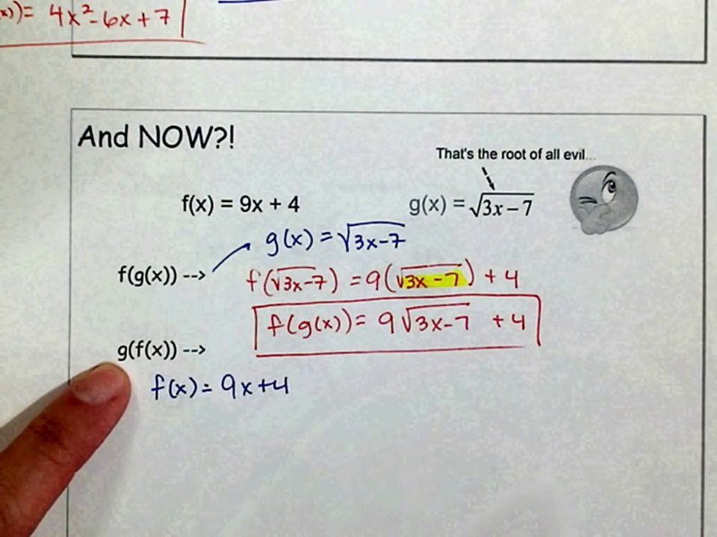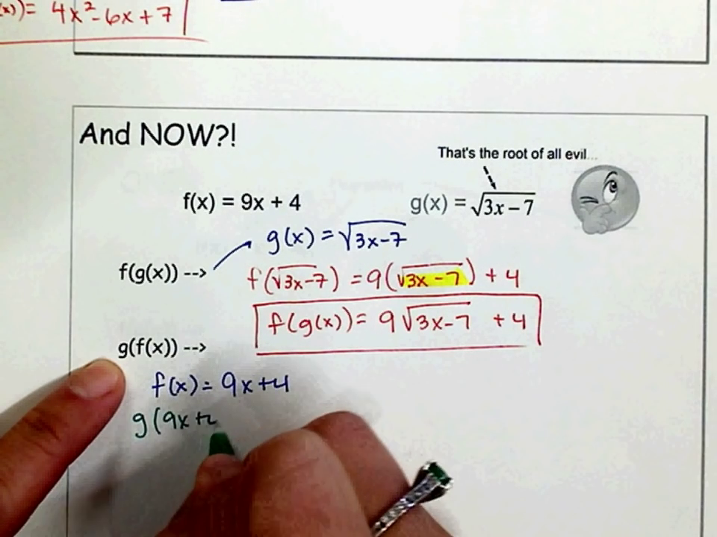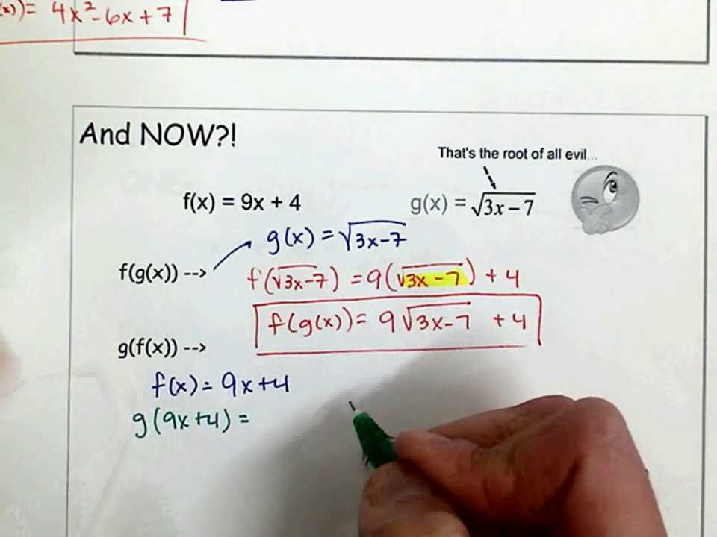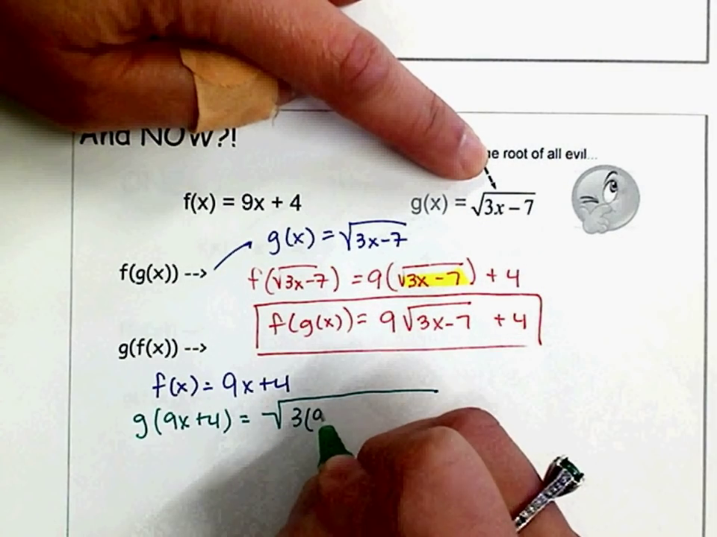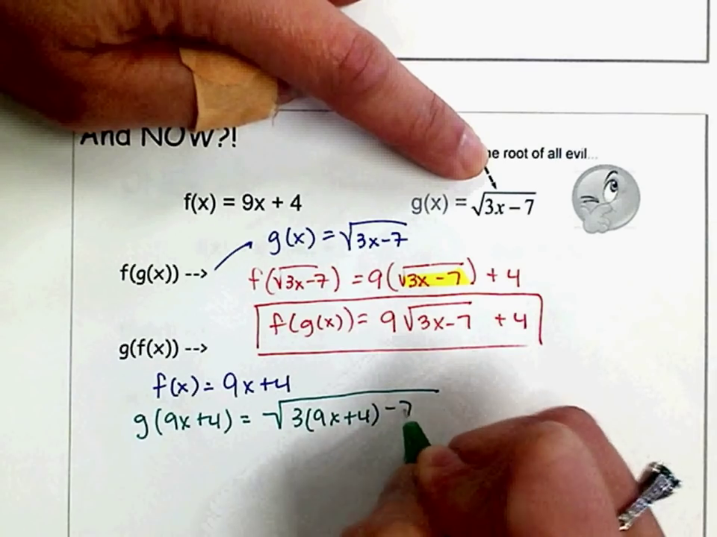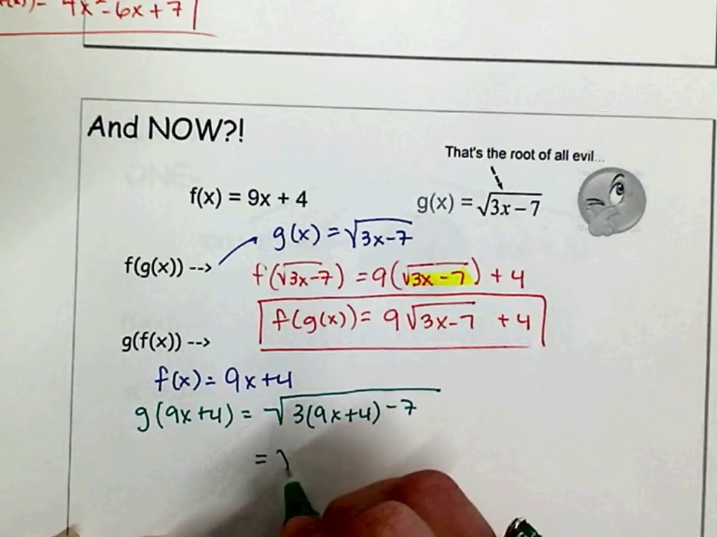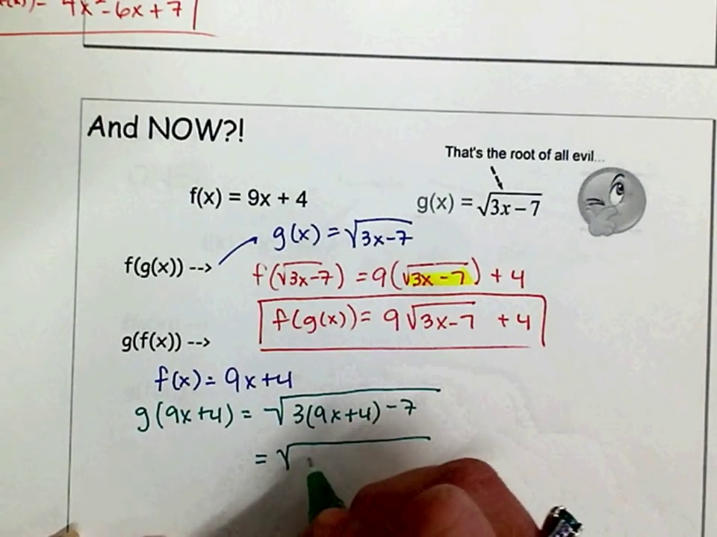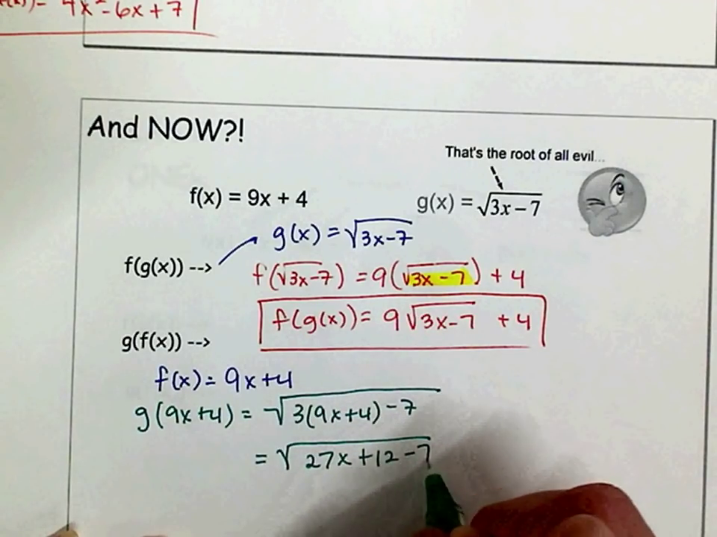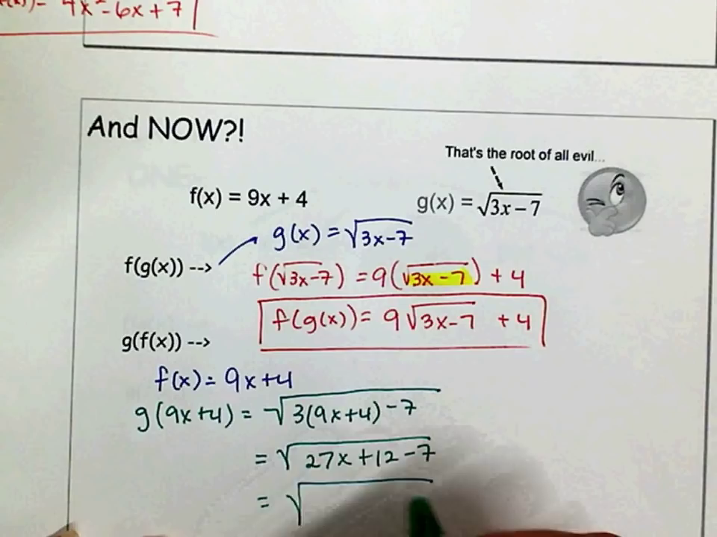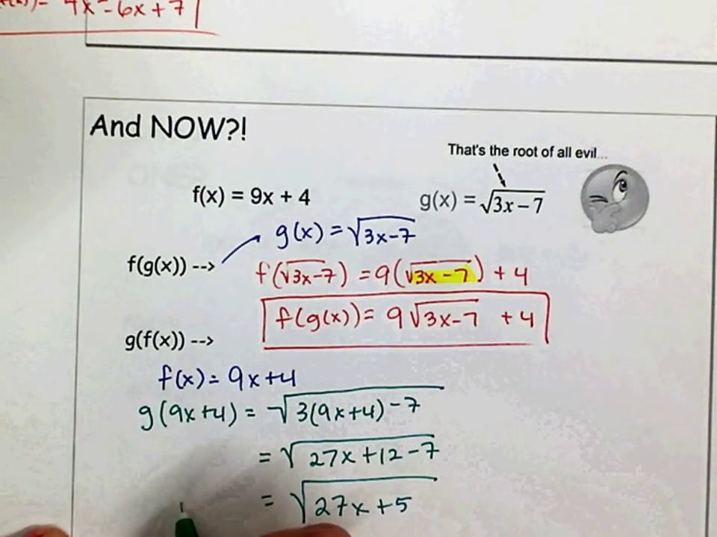Now I'm going to take my g, which is 9x plus 4, and plug it in to the g. So square root of 3 times (9x plus 4) minus 7. Notice how they're all under the square root. Keep it so. 3 times 9, distribute, 3 times 4, bring down your 7. Simplify, so you have 27x plus 5. And there you have your g of f of x.